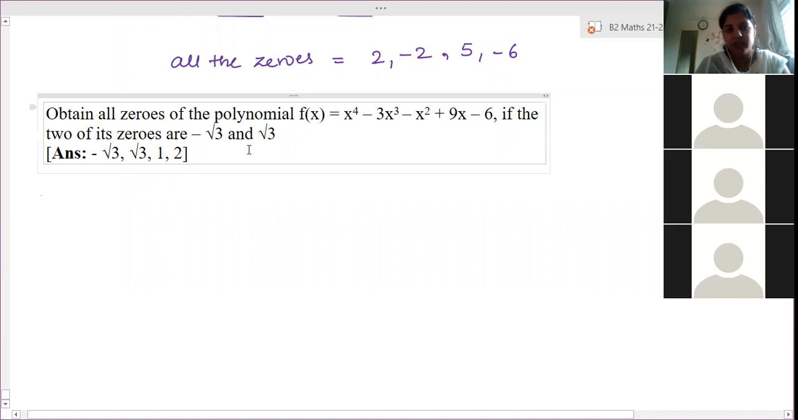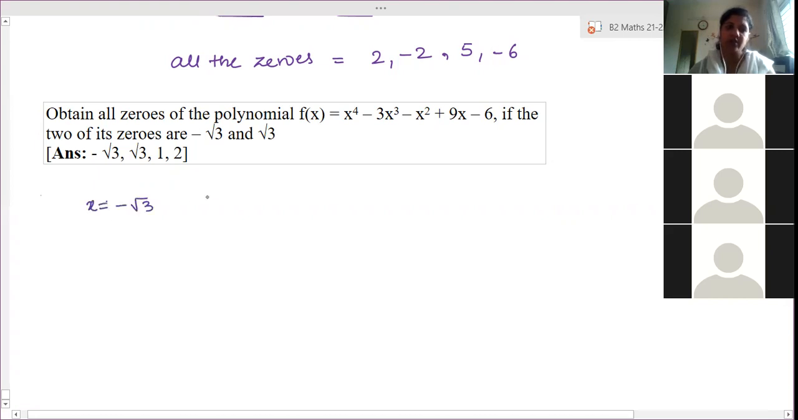Now, this kind of question where the zeros are square root numbers. In this case, your zeros are x equal to minus root 3 and x equal to plus root 3. Any one method you can use. First method, find the factors. What are the factors? If minus root 3 is the zero, then x plus root 3, and for root 3, x minus root 3. So x plus root 3 and x minus root 3.